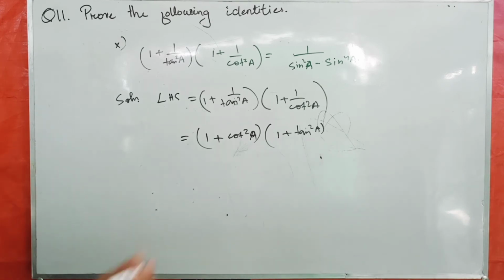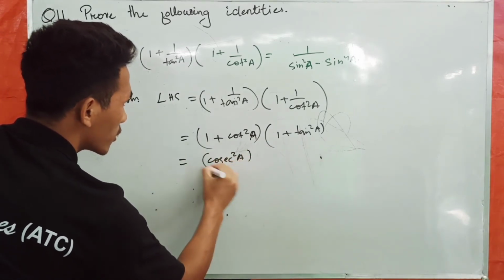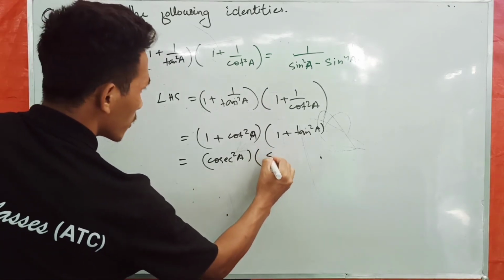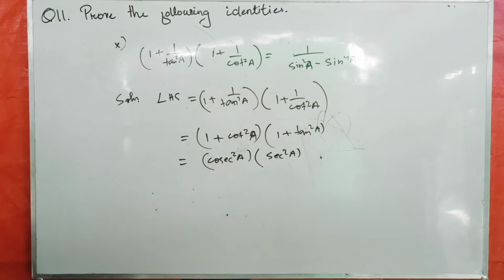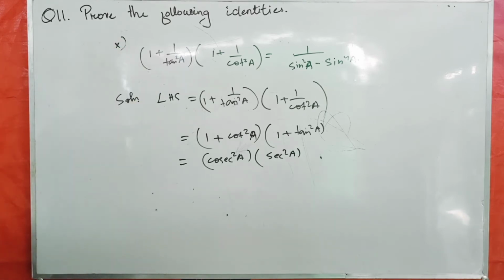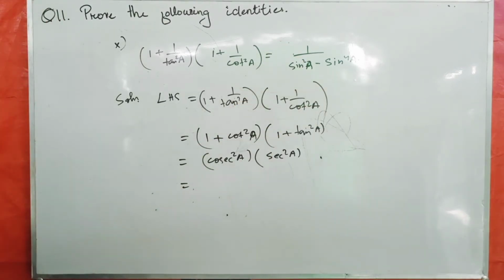Okay, now the formula: 1 plus cot square A equals cosec square A, and 1 plus tan square A equals sec square A. So you should remember these formulas from class. Cosec is 1 by sin, and sec is 1 by cos.